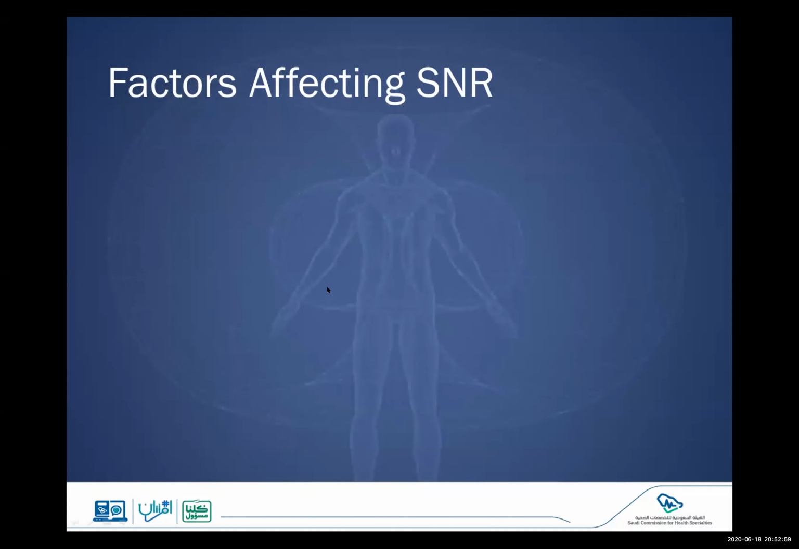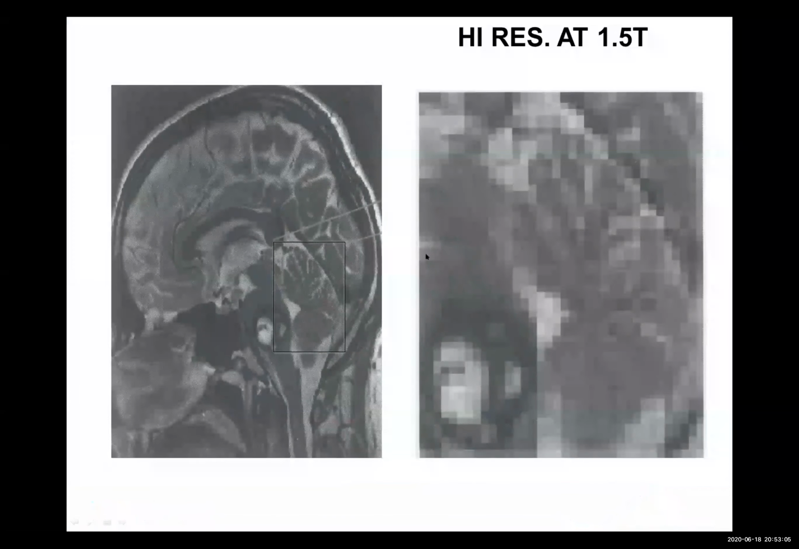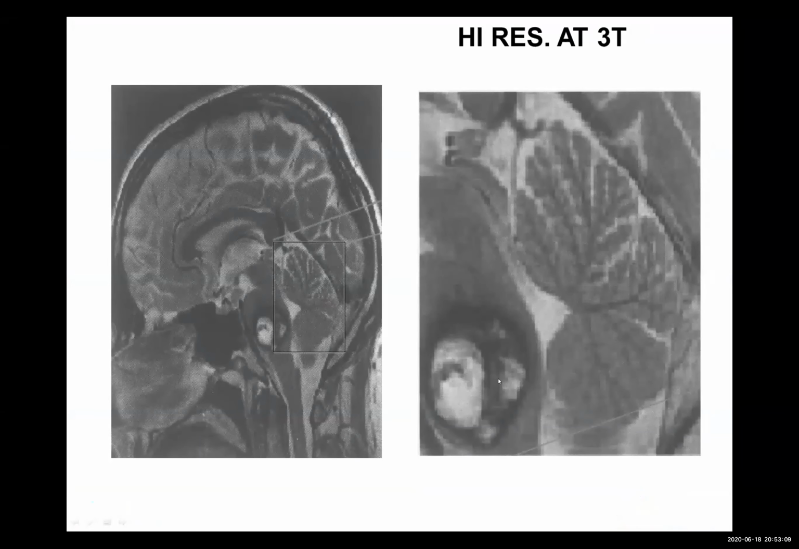So let's summarize that. Factors affecting signal to noise ratio. First, strength of the main magnet. As you can see, for example, this is acquired at 1.5, and this is acquired with 3 Tesla. Resolution and signal to noise ratio is better.